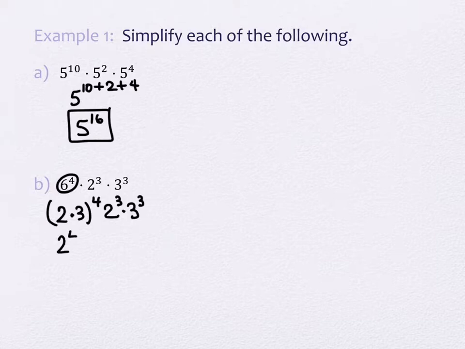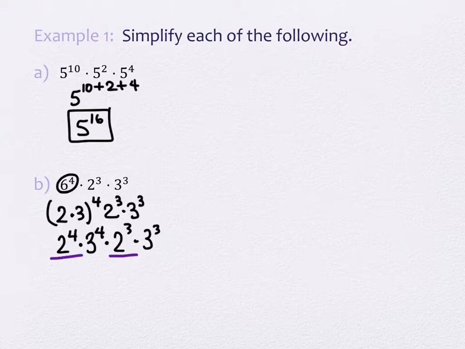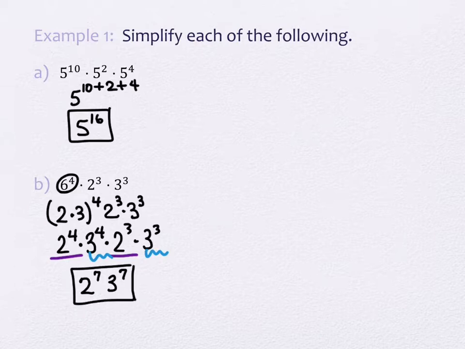Right. I can break this apart to being 2 to the 4th times 3 to the 4th. And I still have a 2 cubed times 3 cubed here, right? And once I do that, I actually have some pieces now that have the same base. I have a 2 to the 4th and I have a 2 to the 3rd. What does that give me? 2 to the 7th. I also have a 3 to the 4th and a 3 to the 3rd. What does that give me? 3 to the 7th. This is one perfectly reasonable answer.